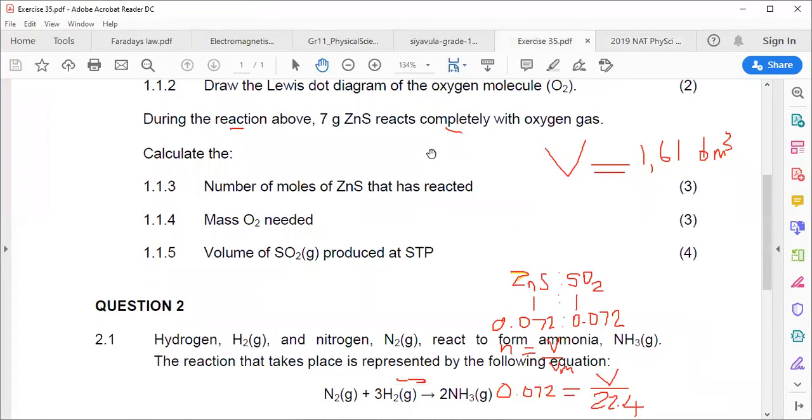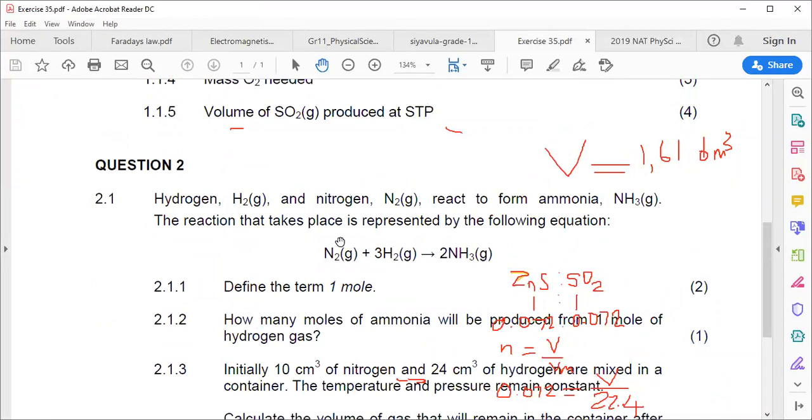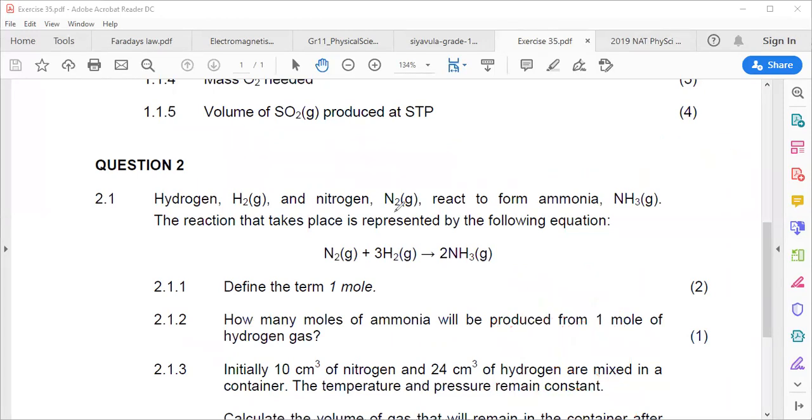We move on to 2.2. Right, on 2.2, what do we have? Let me just clear this. So the question number 2, 2.1. Let's look at the first one. Hydrogen, H2, and nitrogen gas. So this is hydrogen gas because there's a G there, and nitrogen gas, there's a G there. They react to form ammonia, which is also a gas. The reaction that takes place is represented by the following equation: N2 plus 3H2 gives 2NH3.